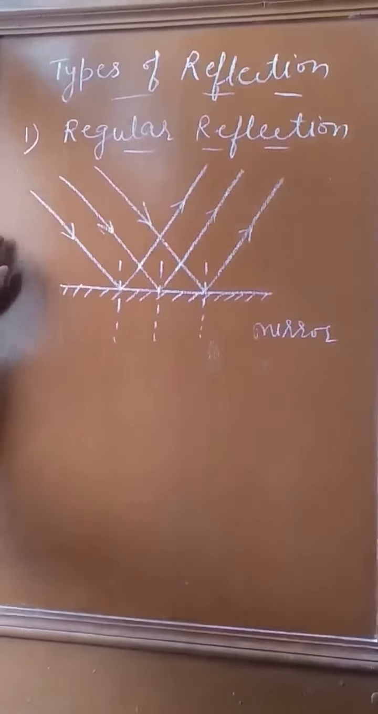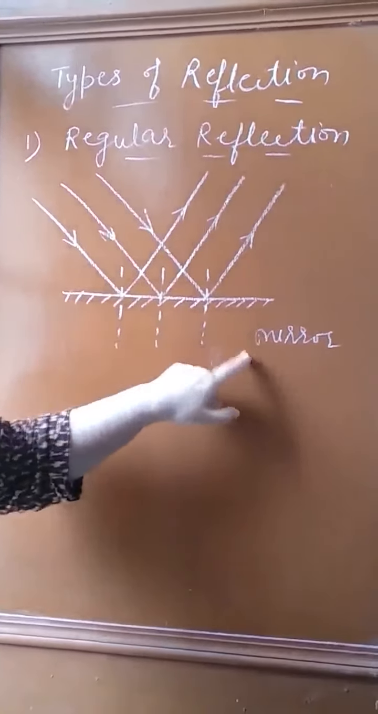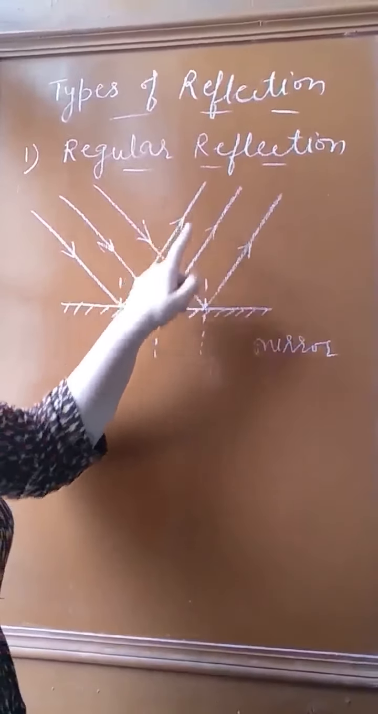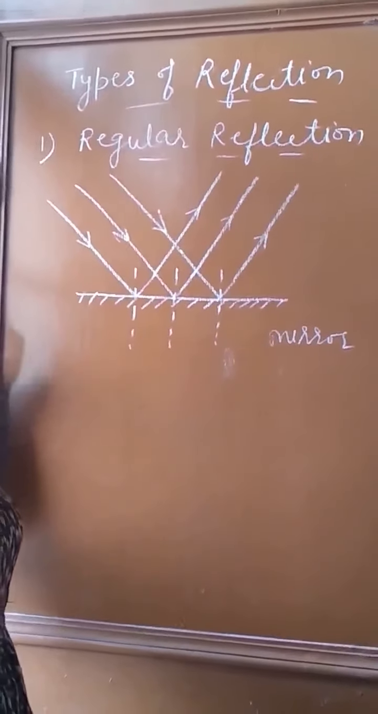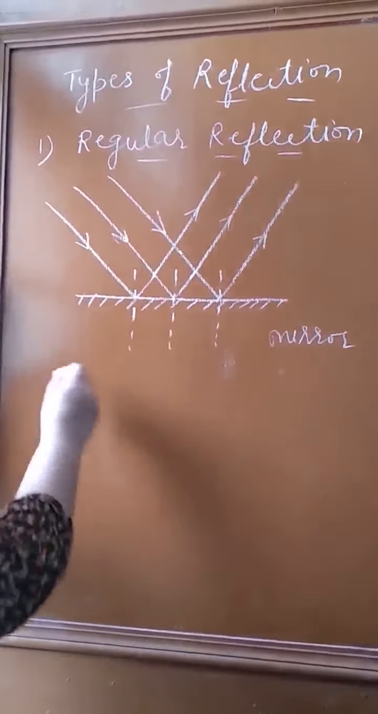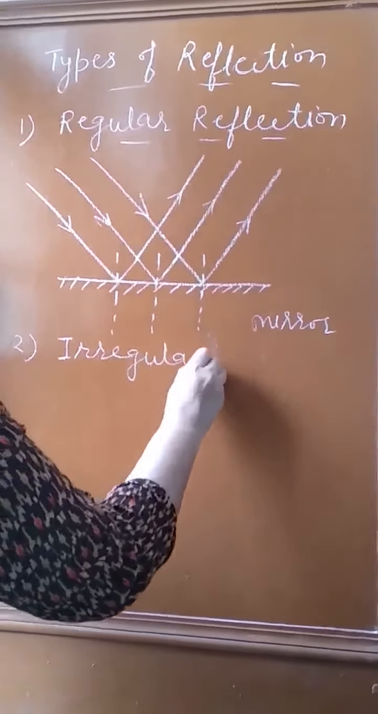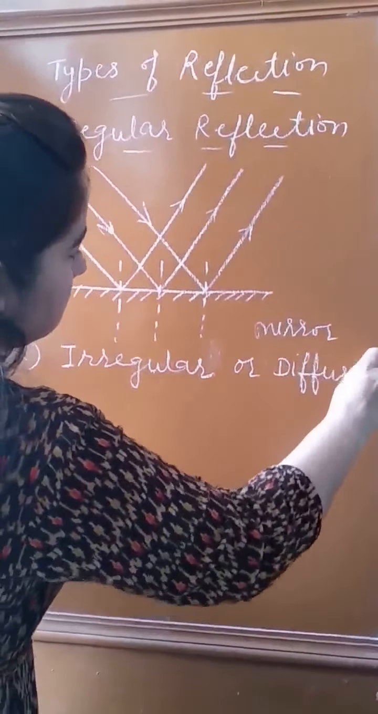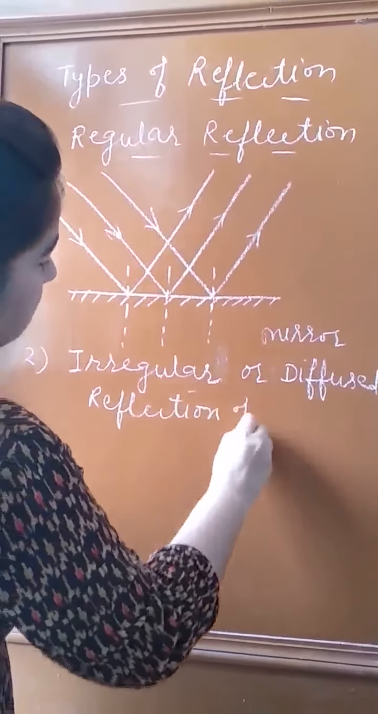So, what is regular reflection? When we take a smooth polished surface like a mirror, when a number of rays parallel to each other fall on this surface, these rays after reflection go parallel to each other. This is regular reflection of light. Now, second is irregular or diffused reflection of light.